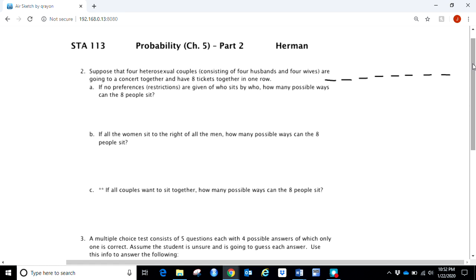So the first question is, no preferences or restrictions are given of who sits by whom. So I can sit anywhere I want. I don't have to sit next to my husband. I don't have to sit next to another woman. I'm not being picky at all about who I sit by. How many possible ways can we sit the 8 people?